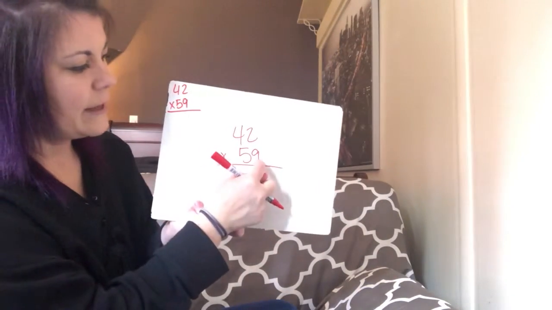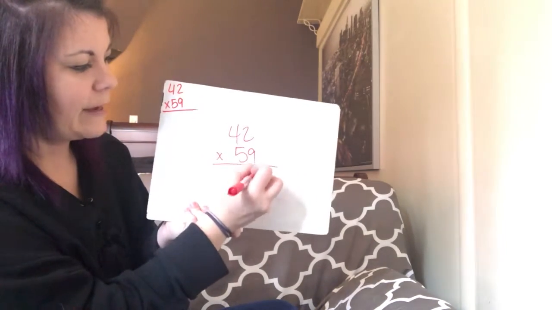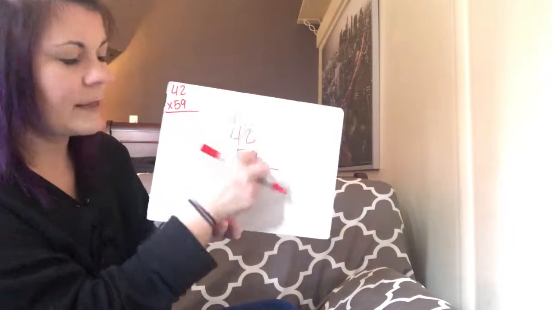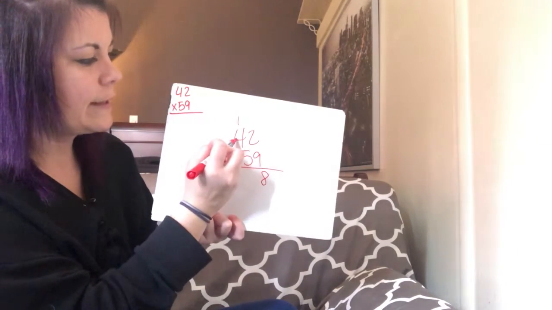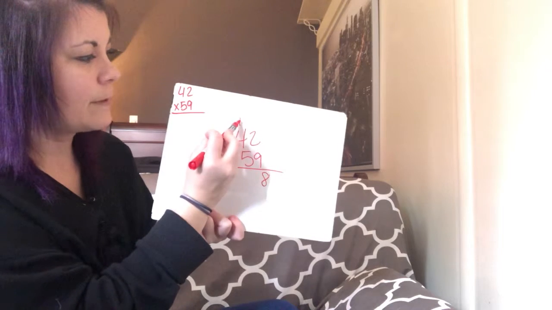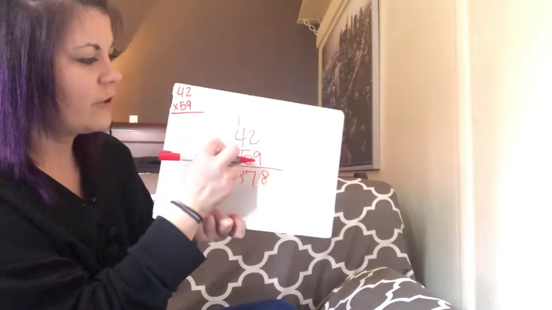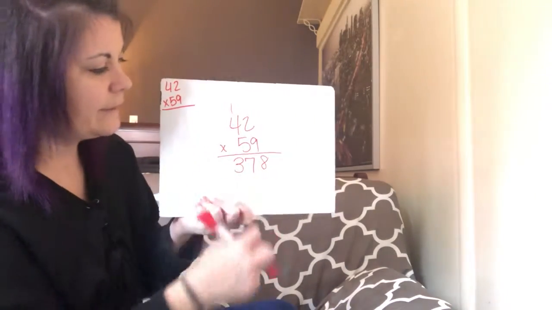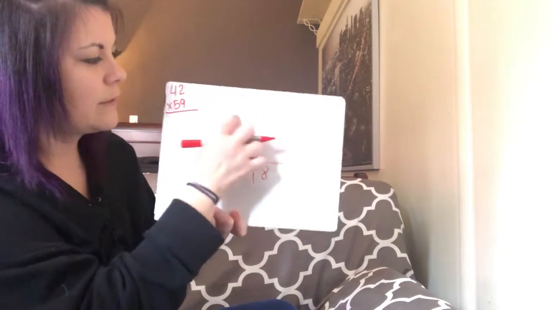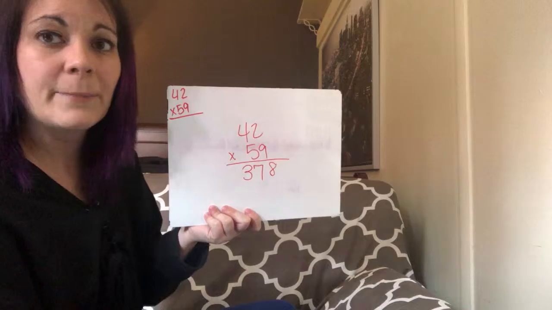We start with 9 and we go, well, 9 times 2 is 18. So we put the 8 down and we carry the 1 since we still have more to multiply. 9 times 4 is 36, and then we have 36 plus 1, which is 37. We write it all down because there's no other number here to multiply. Okay, so 378. And then we can either mark out that carry or erase it.